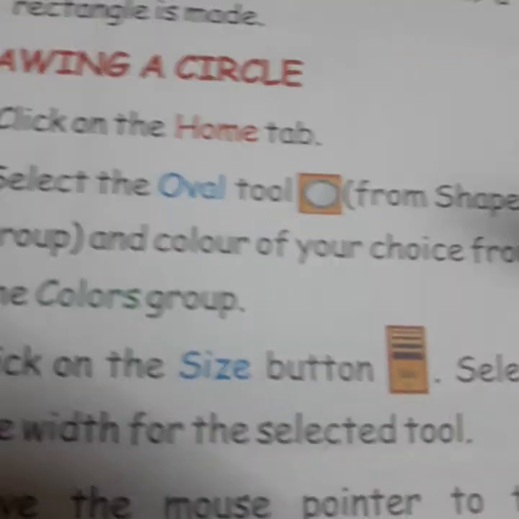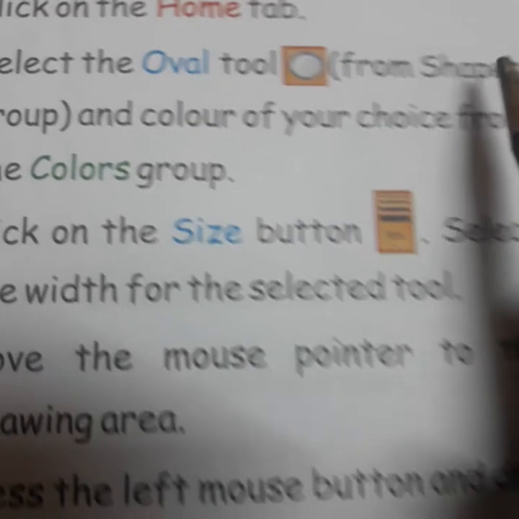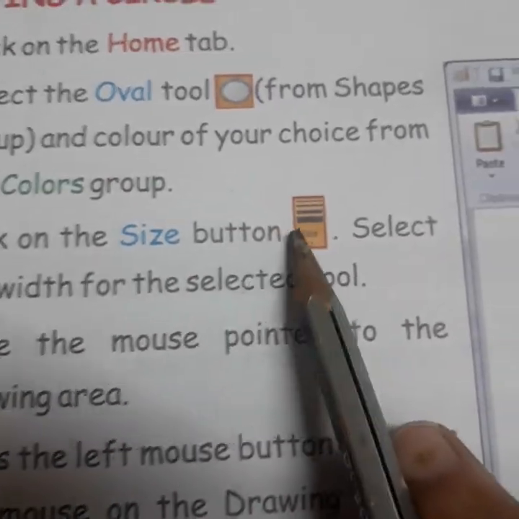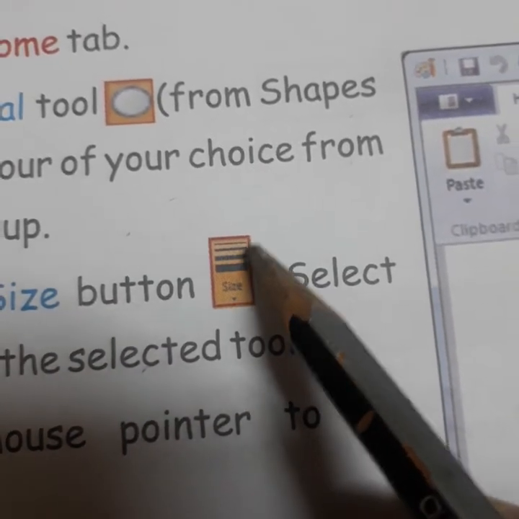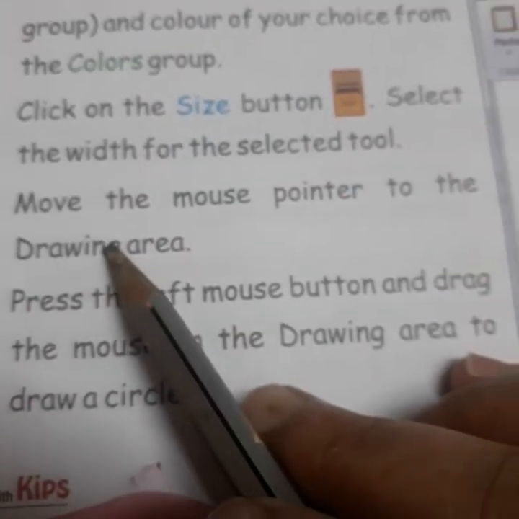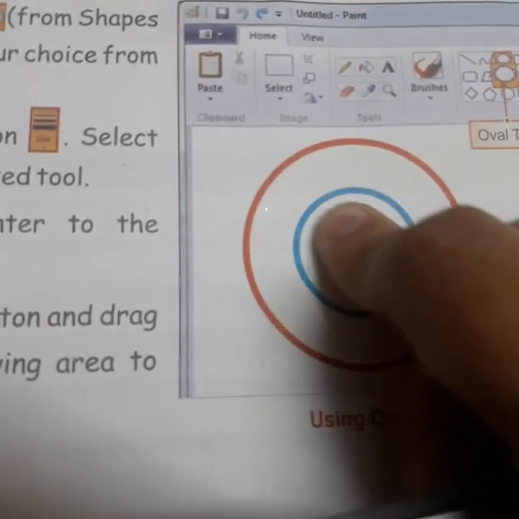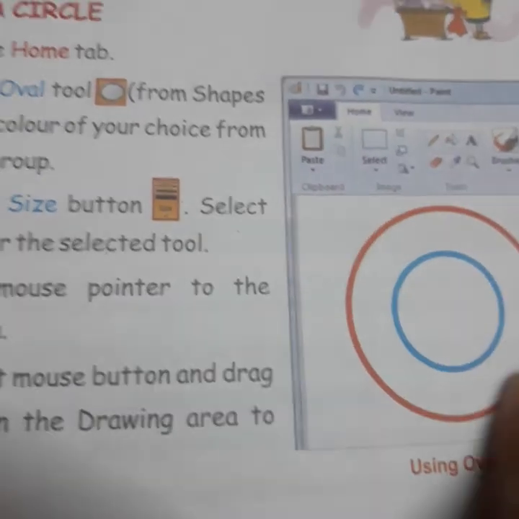Similarly, if you want to draw a circle, you will select oval from the shapes group and a color of your choice from the colors group. You can also select the size, like if you want this thick outline, you can have this. Move the mouse pointer. Again, you will bring the mouse pointer here. It will appear as a plus sign. You press the left button, drag and release. This way you will draw a circle here.